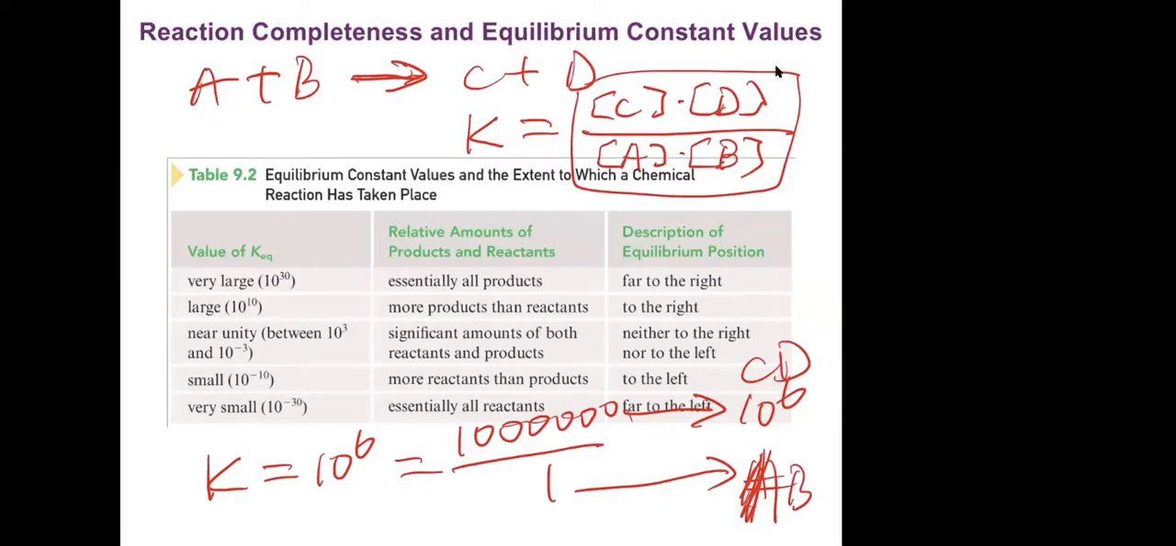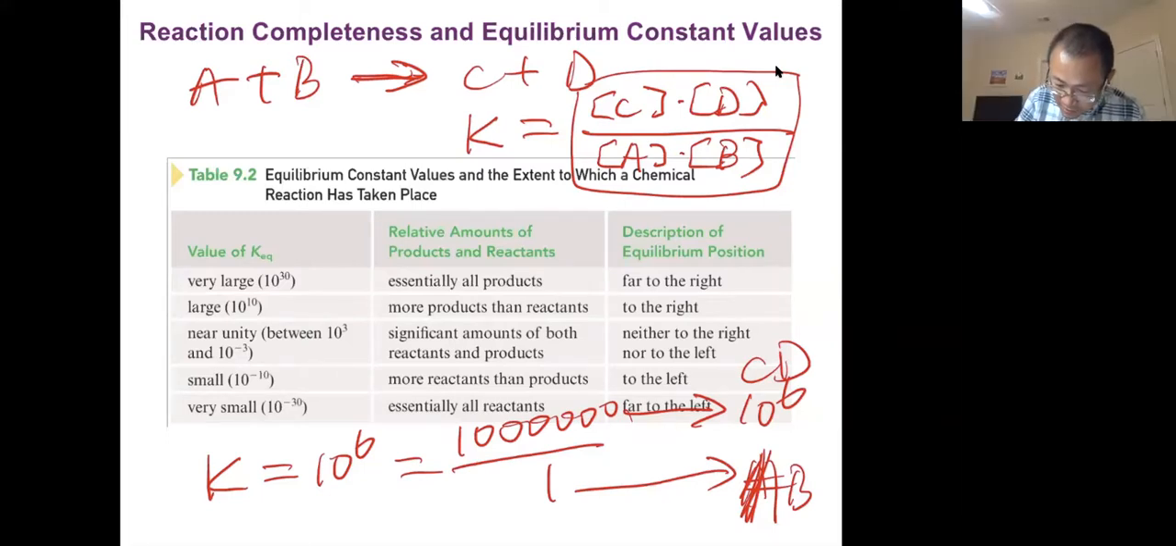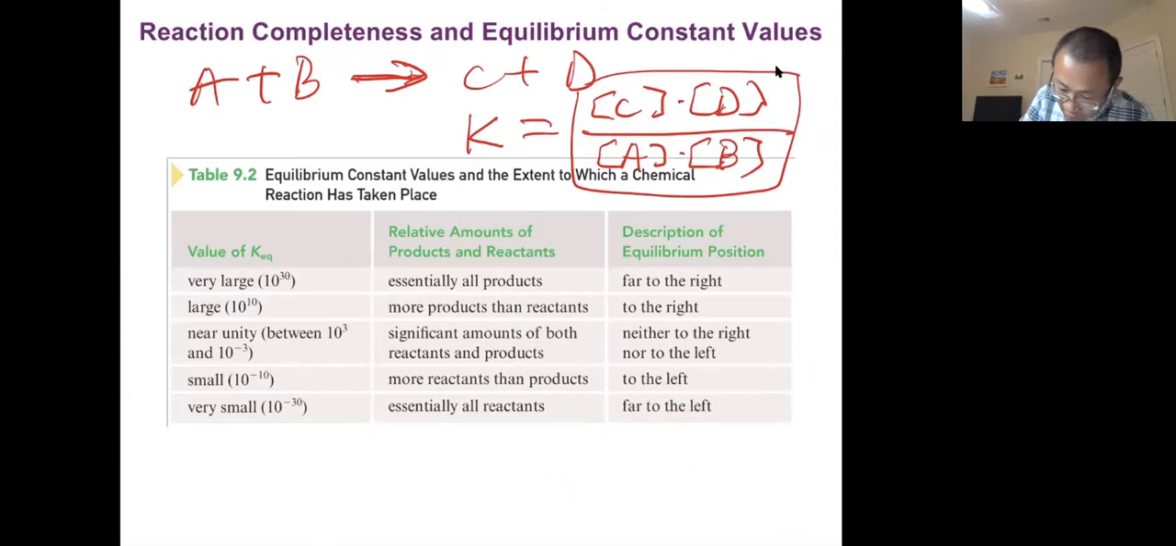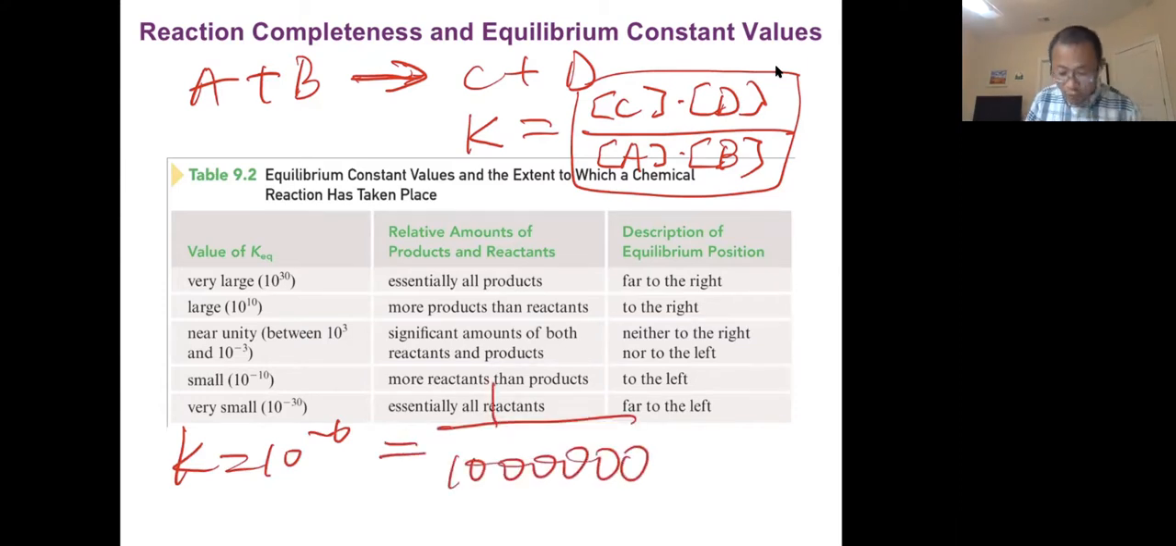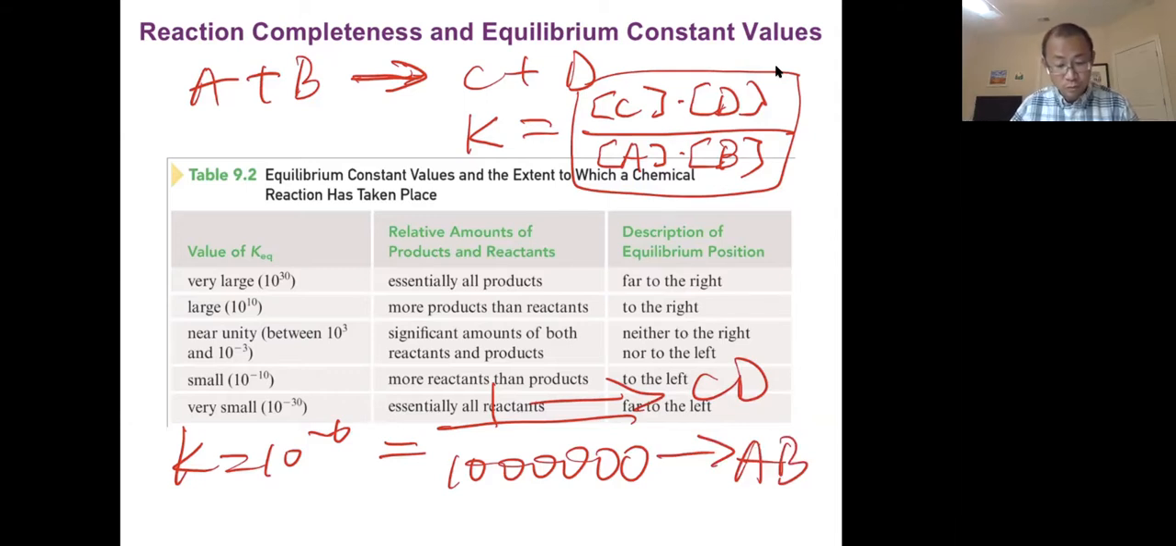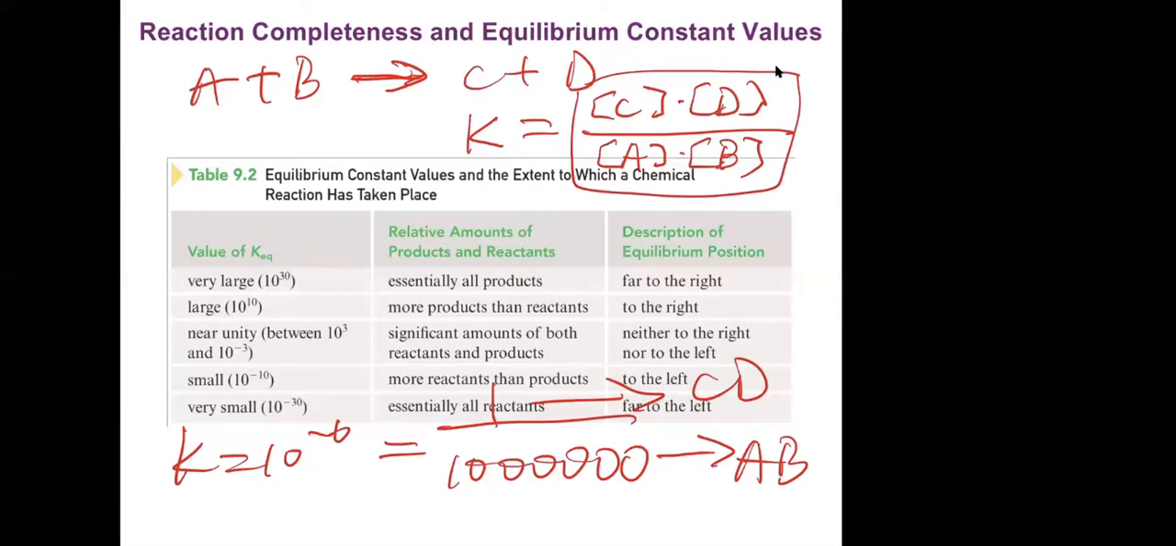Now, let's say K is not a million, but 10 to the negative 6. What does it mean? It means K equals 1 over a million. Now C and D is 1, and A and B is a million. What does it tell you? It tells you the reaction almost didn't go, because a million is still the reactant. You only got one product. We can even say the reaction didn't happen. Does it make sense?